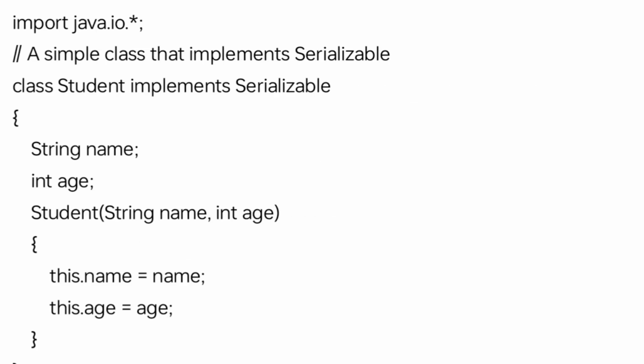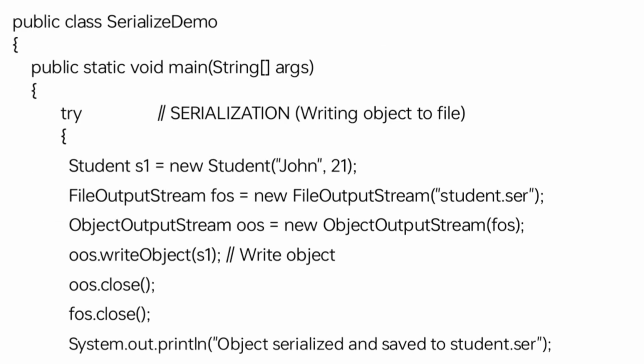This is the example program for serialization. For serialization, we have to implement the Serializable interface. That is done here by using the implements keyword. In this Student class, we define one constructor that initializes the name and age of the student. In the public class SerializeDemo, we create an object of the Student class. During this object creation, the name and age of the student are initialized as John and 21.